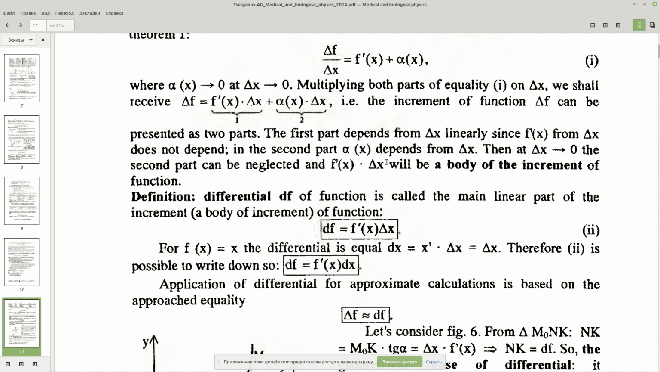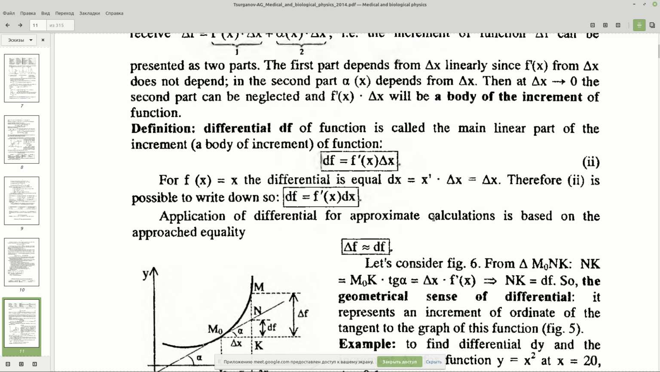For the function f of x equals x, the differential is dx equals x prime multiplied by delta x, which is delta x. Therefore, it is possible to write df equals f prime of x dx. The application of the differential for approximate calculations is based on the approximate equality delta f equals df.